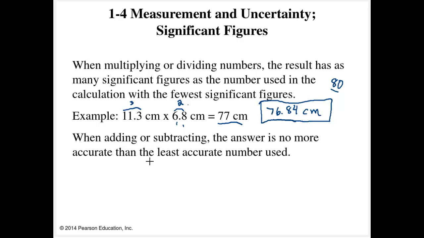If you're adding or subtracting, it's going to be no more accurate than the least accurate number used. For example, if you have 11.3 and you say, I'm going to subtract off 6 from that, then that's going to be 5.3. If we wanted to be totally precise, we would have to round that down to the least accurate number used, which is going to be 6, so we'd say that should be 5.